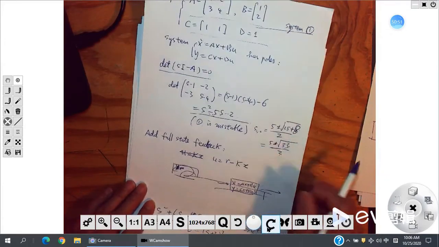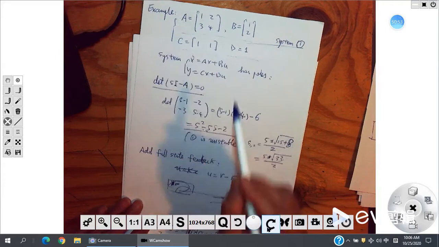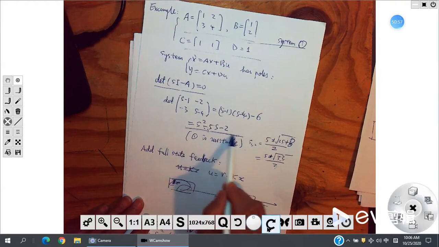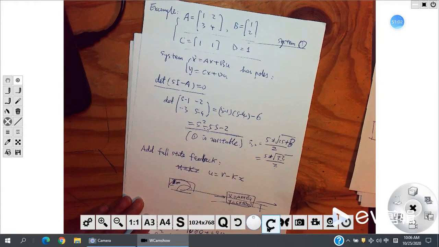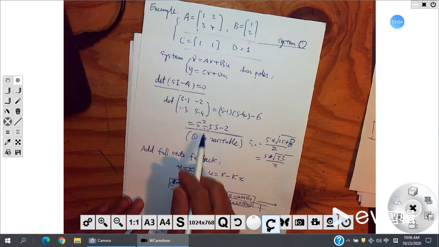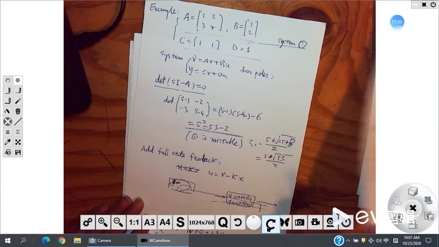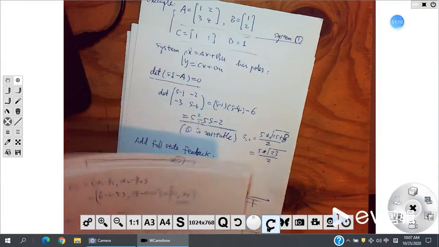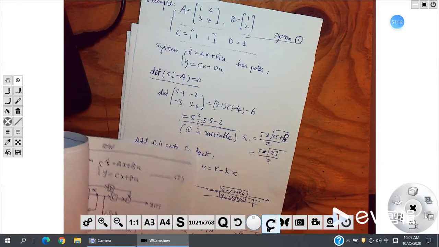First one, you need to use A. You find the characteristic equation. You have this denominator of the transfer function of the original system, right? And the second part, you need to find based on the required poles.